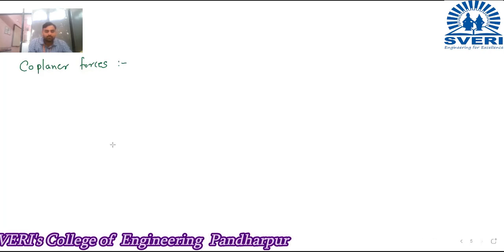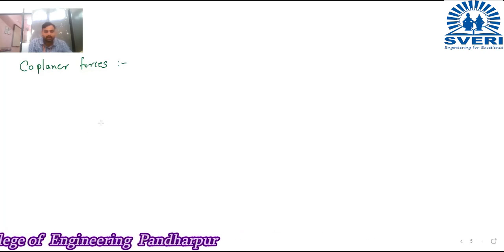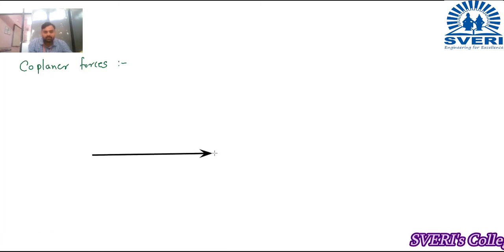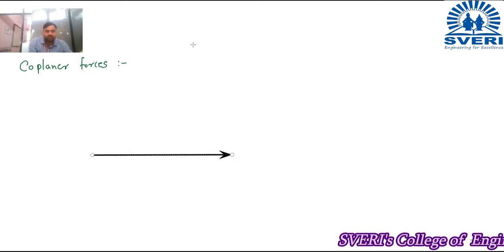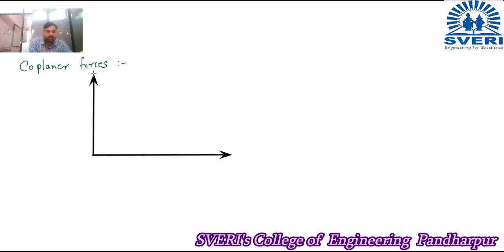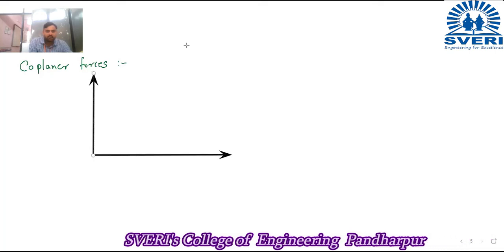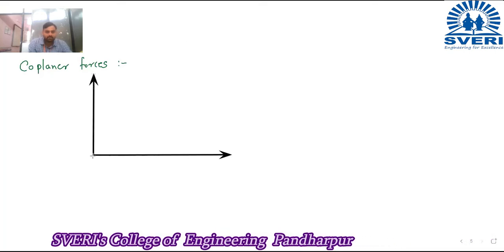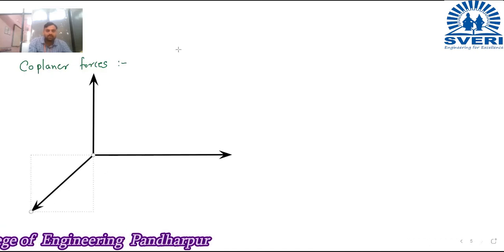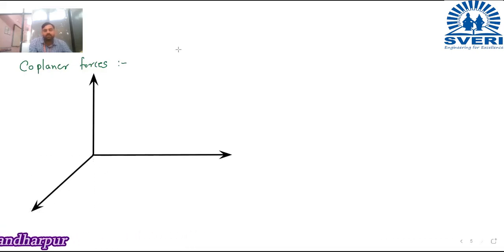Suppose now three mutually perpendicular axes are there. This is your x-axis, then this is the y-axis. Now I will show the z-axis like this, but you see that these are three mutually perpendicular axes: X, Y, Z. The angle between them is 90 degrees. Three axes are there, X, Y, and Z.